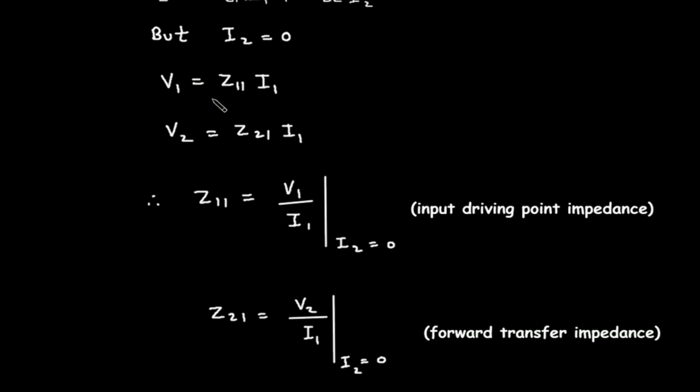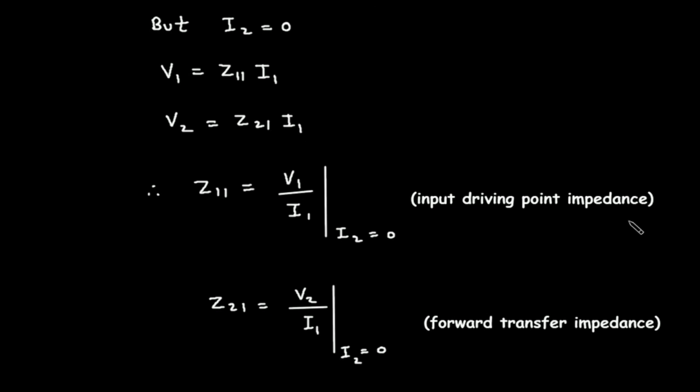So from here we can find the value of Z11, which is a Z parameter. Z11 is equal to V1 by I1 when I2 is equal to 0. This Z11 is called the input driving point impedance because it is the ratio of V1 and I1. V1 is the input voltage and I1 is the input current. So that's why it is called the input driving point impedance.